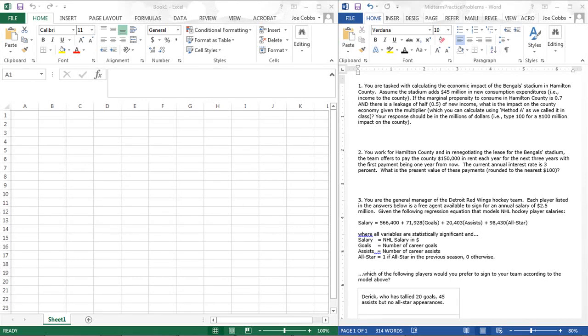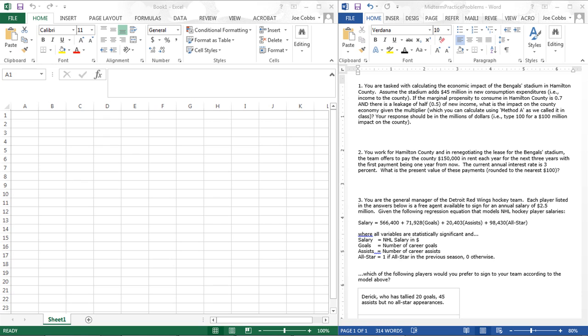Okay, I'm going to take a few minutes here. We're going to do three practice problems. The first one having to do with economic impact. The second one, present value, and then the third one, a salary regression like we saw at the end of Chapter 2, or the appendix to Chapter 2, when we had a little bit of a regression review. So let's start with the first one.